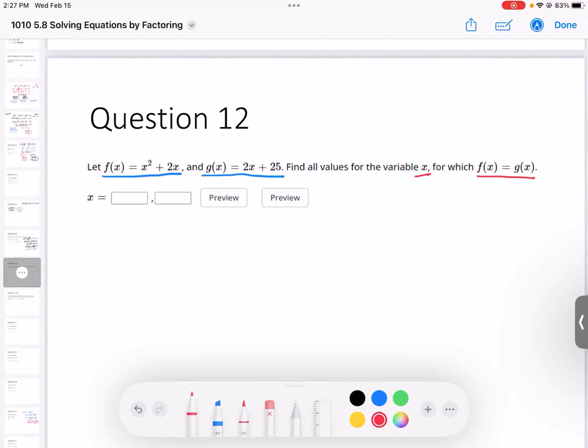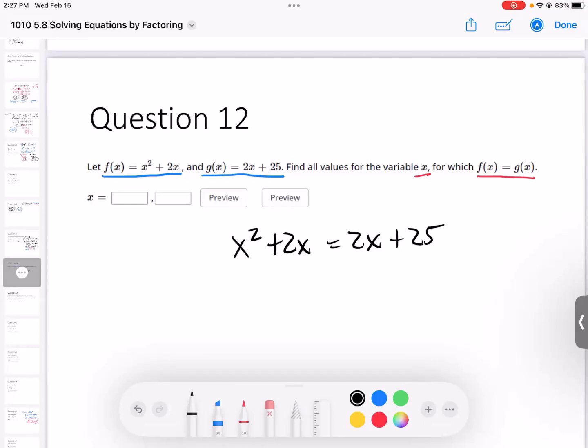Well, this equation isn't very easy to solve when it's just f of x and g of x. But if you replace what f of x is equal to and what g of x is equal to, then you get the equation x squared plus 2x equals 2x plus 25. Because f of x was this stuff, g of x was this stuff. And then you can find a solution to this using the method we talked about today.